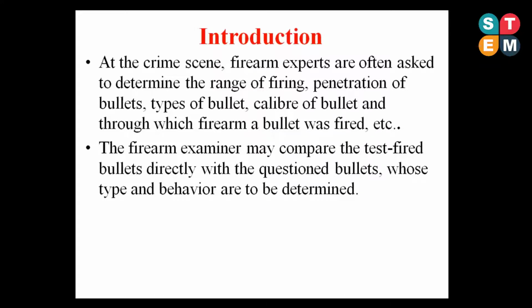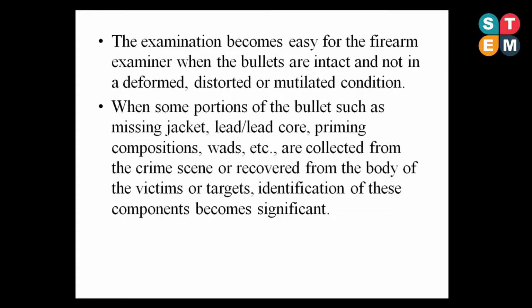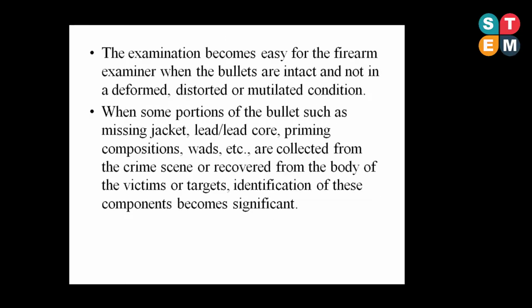In a number of cases, we get an intact bullet from the scene of crime. When intact bullets are obtained, the firearm examiner may compare the test fired bullet directly with the question bullet whose type and behavior are to be determined. The examination becomes very easy when the bullets are intact, not deformed, distorted, or mutilated. When some portions of the bullet, such as the missing jacket, lead core, priming composition, etc., are collected from the scene of crime or recovered from the body of the victim or the target, the identification of these components becomes very significant.